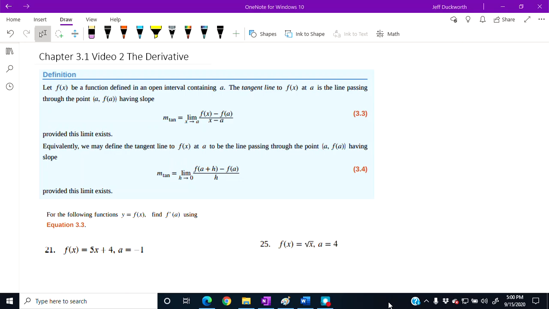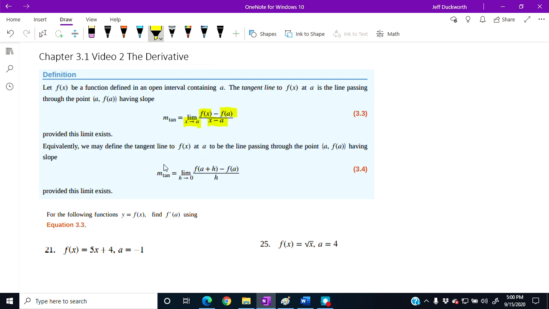In the last video, we talked about the slope of the secant line and how the tangent line is just the limit of the secant line towards a point, which is what we have up here, the definition of what the slope of the tangent line is. So we're looking at the original function at x minus the function evaluated at some value a, and we're taking the limit as x approaches that a, all over x minus a.